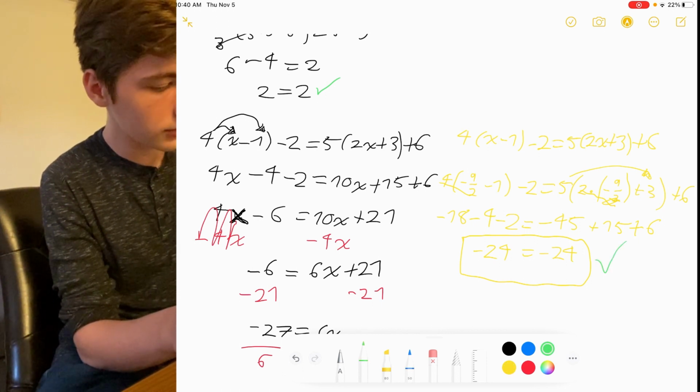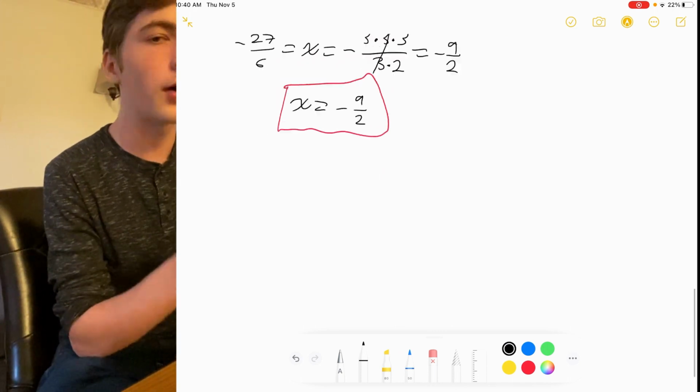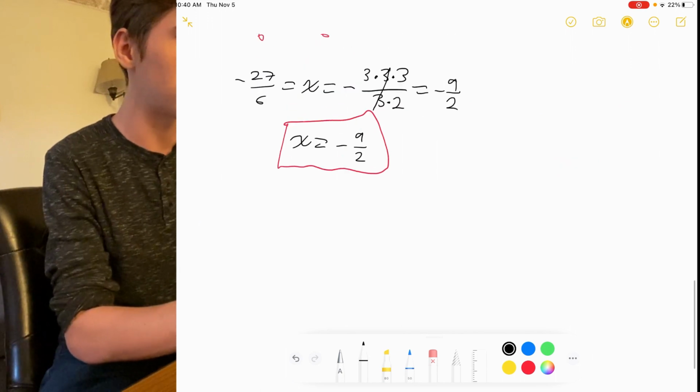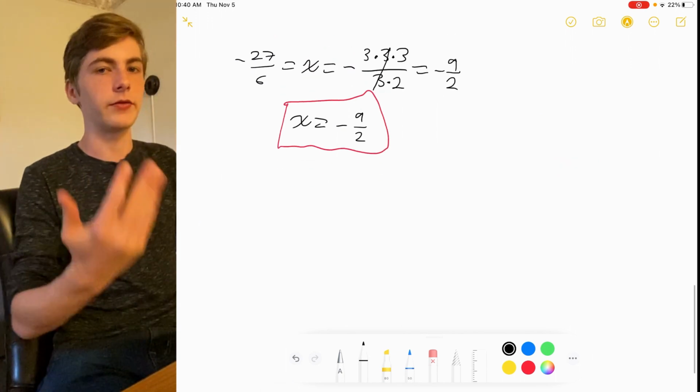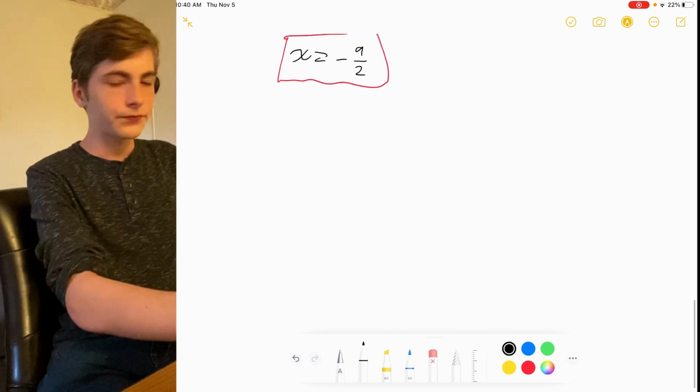So that checks out. So we know that our negative 9/2 here, that was the correct answer, right? Because we plugged it in and it gave us a true statement. That's the definition of a solution. So negative 9/2 was correct.